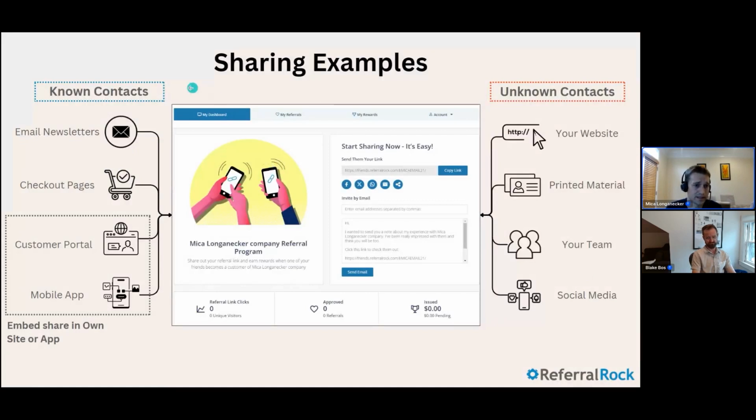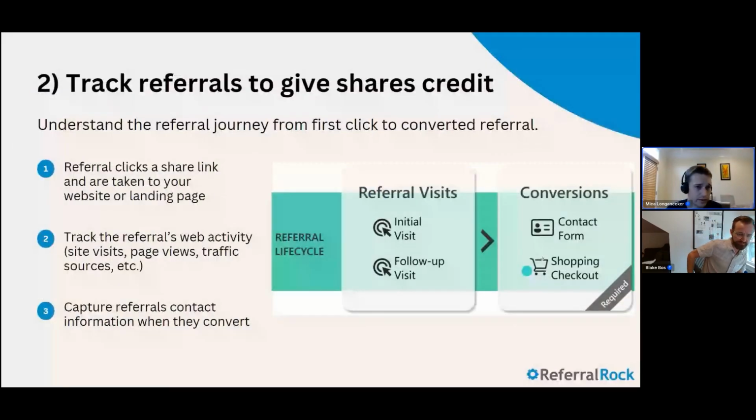In instances where the contact is known, things like email newsletters or anywhere else you're sending emails, checkout pages, your own customer portal or mobile apps. These are experiences where you can build those one-click access links where it's click button, click link, open portal directly. And then if you have a customer portal or a mobile app, those are the opportunities where you can actually embed the sharing more natively into your own experiences. So happy to talk through any share questions that people have.